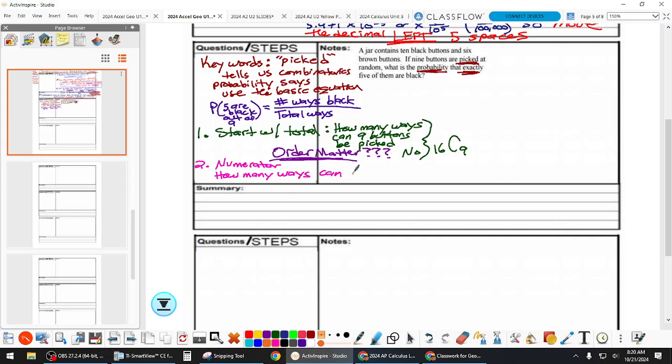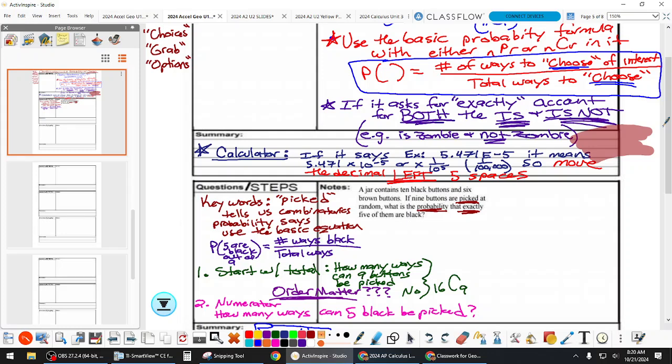So how many ways can 5 black be picked? Well, we do need to address this issue of exactly. And we wrote about this just above there, right here. It says if it asks for exactly, account for both the is and is not. And we haven't written this, so I'd like to add that.